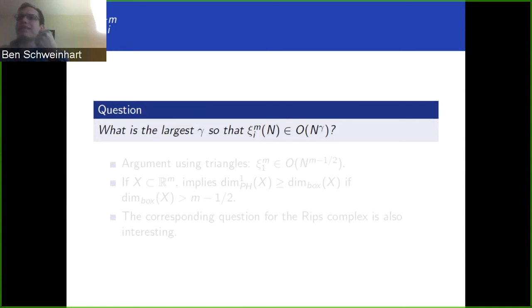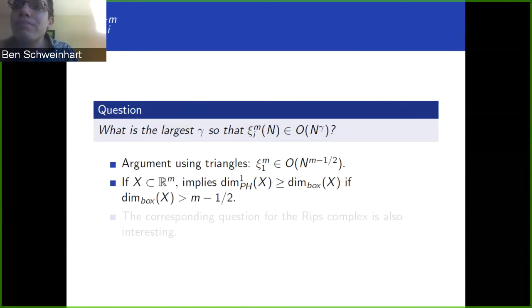So then this raises the question, extremal geometry, extremal combinatorics: what is the largest gamma so that psi I m of big N is order of big N to the gamma? So far, this is quite a difficult problem to approach. But I used an argument using triangles to show psi 1 m is in order of big N to the m minus 1/2. So this is where the m minus 1/2 comes in. It's quite a tedious argument, dealing with circumradii of triangles in the integer lattice. Hopefully there's a more elegant way to do this in higher dimensions, because the computations get quite complicated.